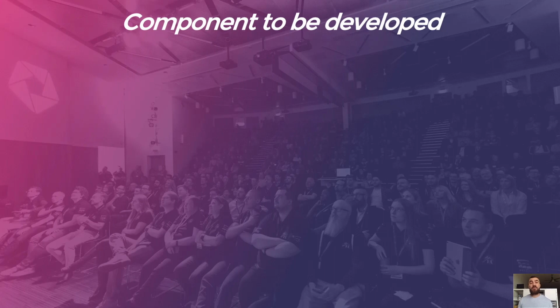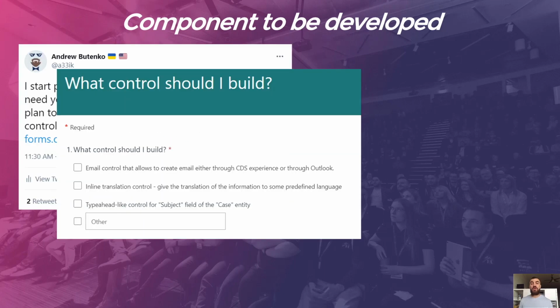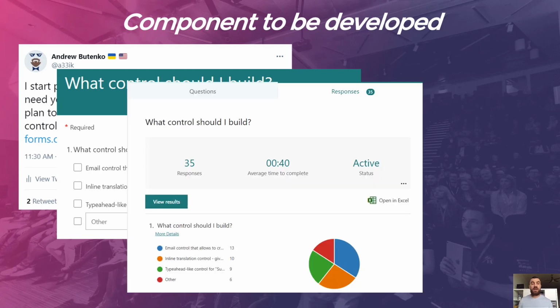Because Scottish Summit in 2021 is a virtual event, I can't get any ideas from you during the session, so I decided to do that in advance, and I tweeted about it. So here are the results. I got 35 responses, and that is awesome. And the winner is an email control that allows sending email either out of the box Dataverse email form or using the standard client that is used.